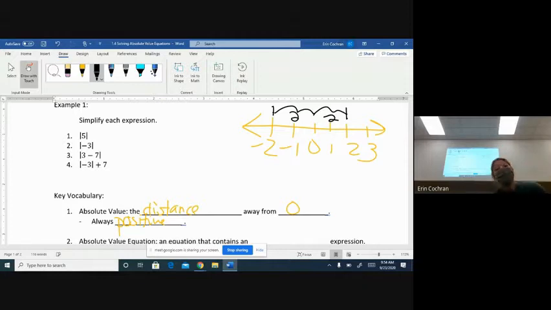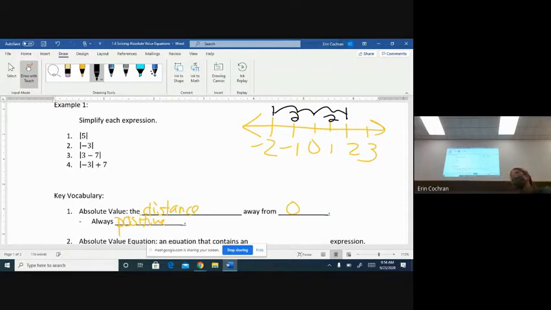Okay. So when we are getting ready to solve these absolute value equations, 9 times out of 10, we're always going to have 2 answers because there are always 2 numbers the same distance away from 0, isn't there? Yeah. Okay. So let's first do questions 1 through 4 here before we actually solve equations.